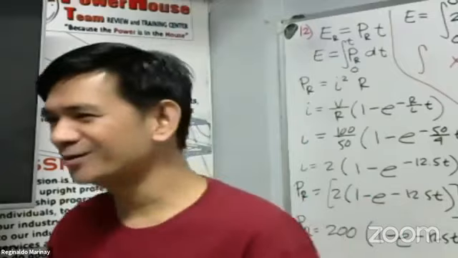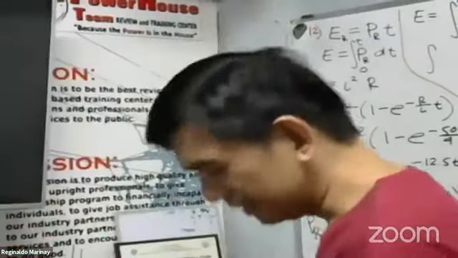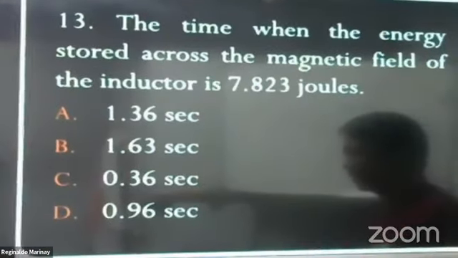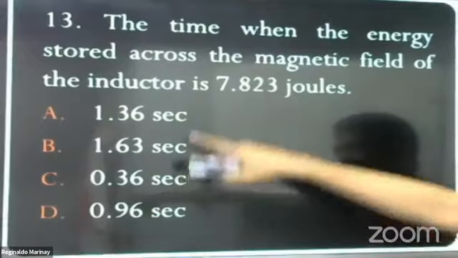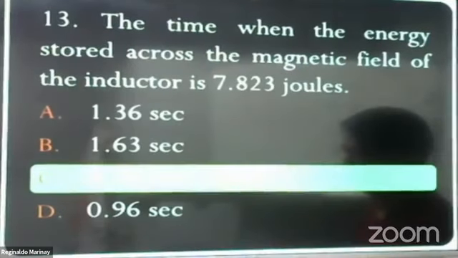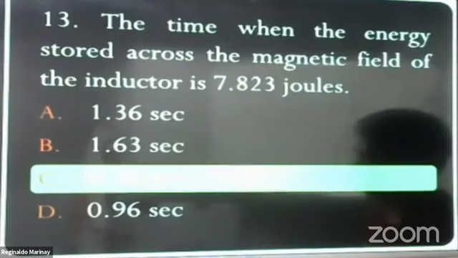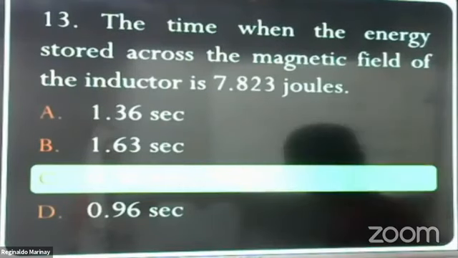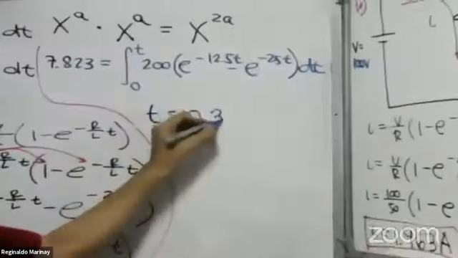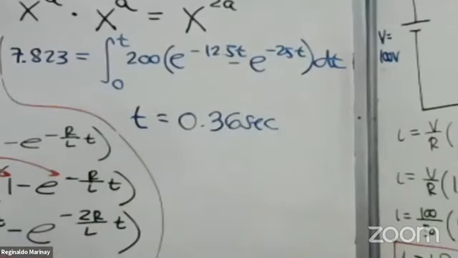Oh, meron na, pinapakita pa sa calculator. Letter C, tingnan nga natin kung tama yan. Okay, 0.36 ba ang sagot niya? Tingnan natin. Okay, very good. Very easy. Okay, 0.36. That's correct. Let's go over here sa ating whiteboard. T is 0.36 second.